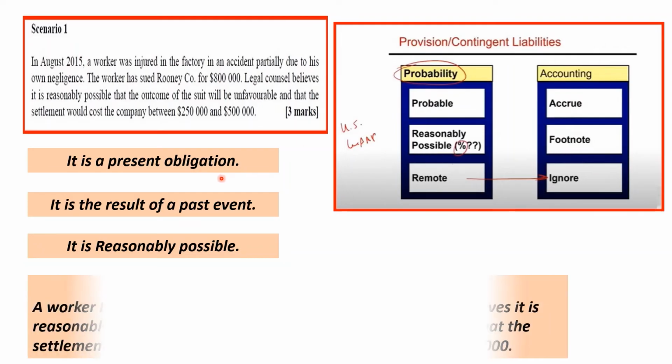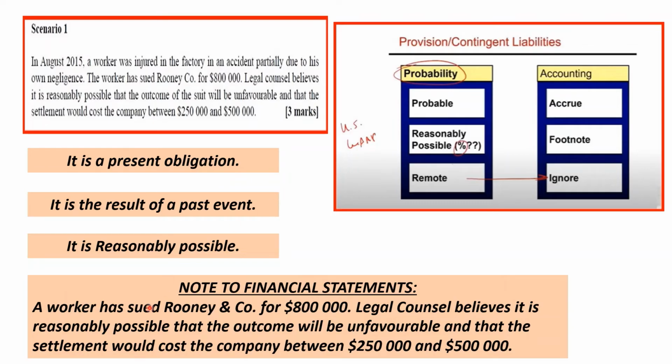for the amount. A worker has sued Rooney and Company for 800,000. Legal counsel believes it is reasonably possible that the outcome will be unfavorable and that the settlement would cost the company between 250,000 and $500,000. Okay, notice I use the same terminology that I got here, right? You could do the same as well, right?